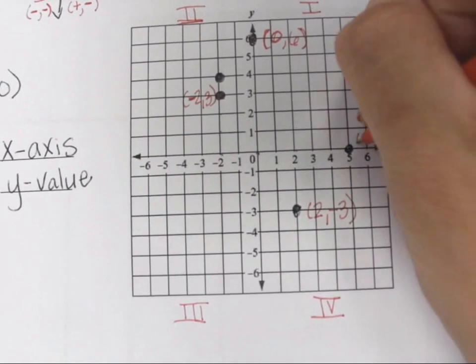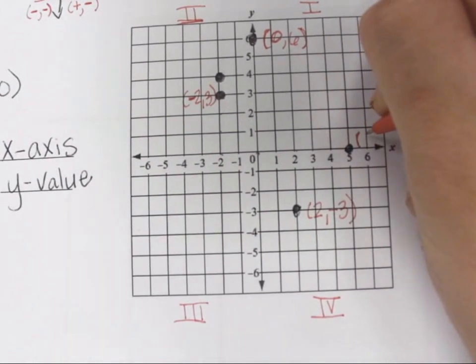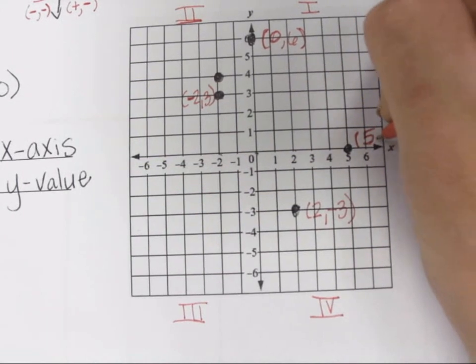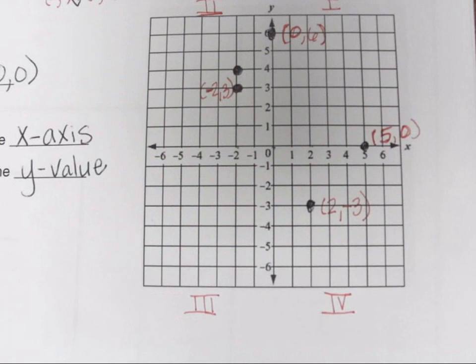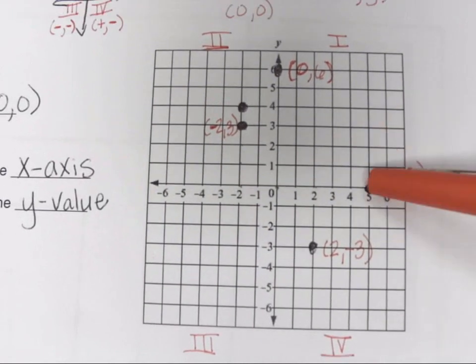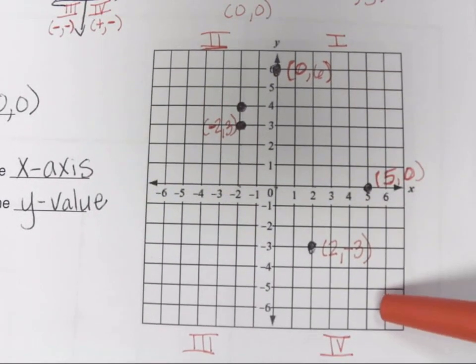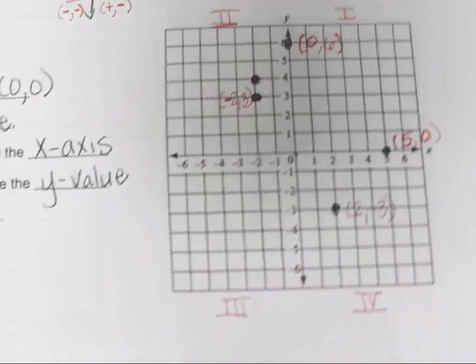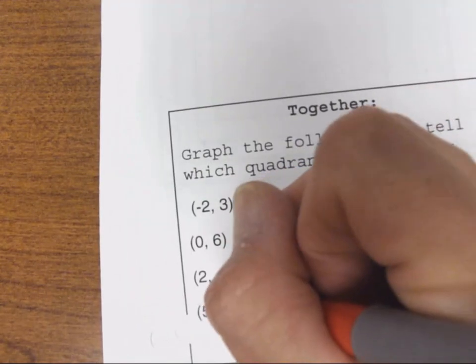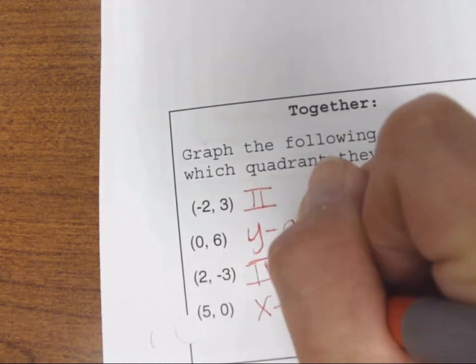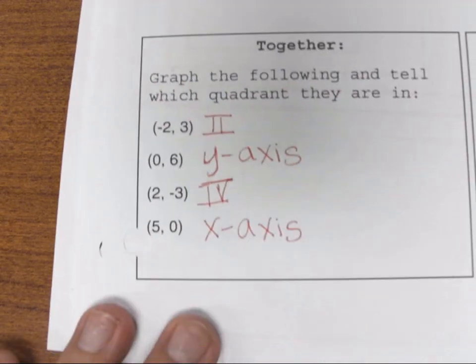Let's label that ordered pair as 5, 0, and once again, this point is not in quadrant 1 or quadrant 2. It's actually on an axis, and it's on the x-axis this time. So that is what we are going to write right here: x-axis.